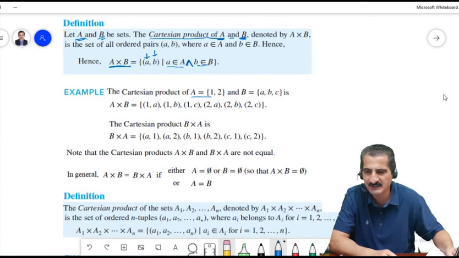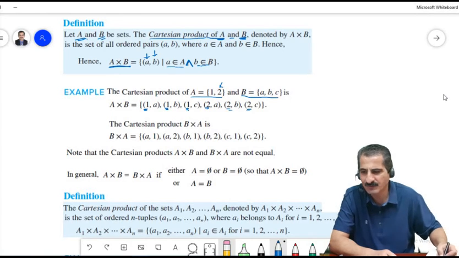If A is {1, 2} and B is {a, b, c}, then we will make ordered pairs so that the first coordinates are elements from A. So we have 3 ordered pairs that contain 1 in the first coordinate. That's because we have 3 elements in B. So 1 with a, 1 with b, 1 with c. And then we go to the second element of A: 2 with a, 2 with b, 2 with c.